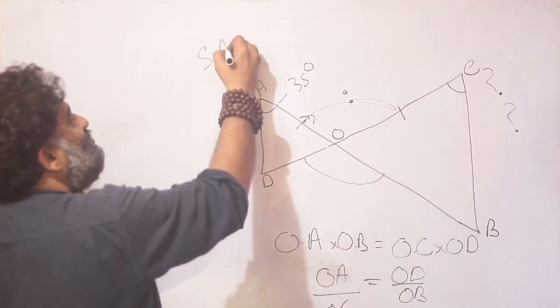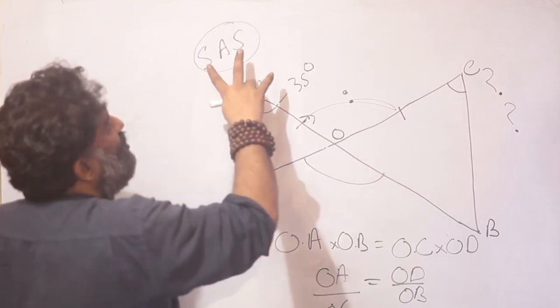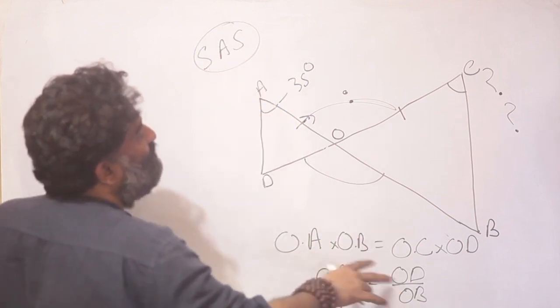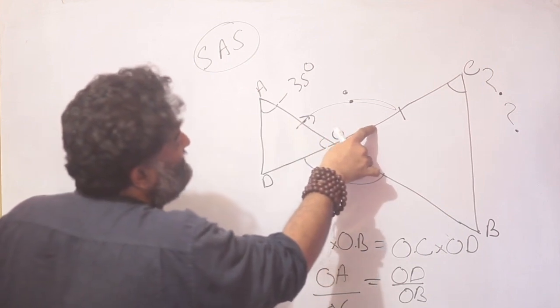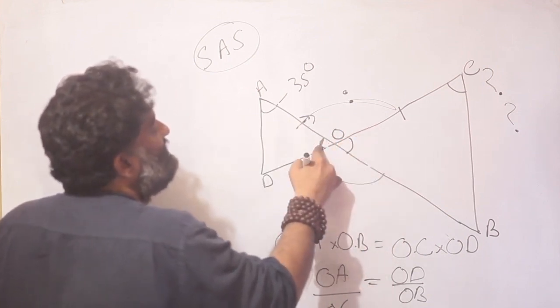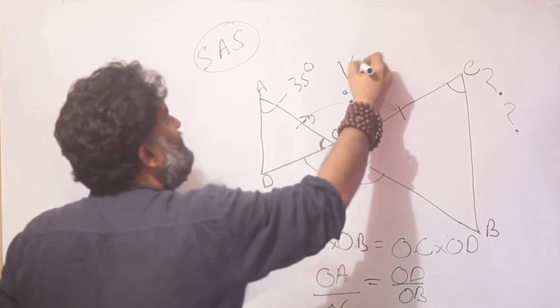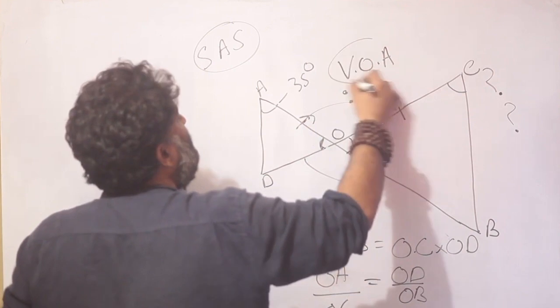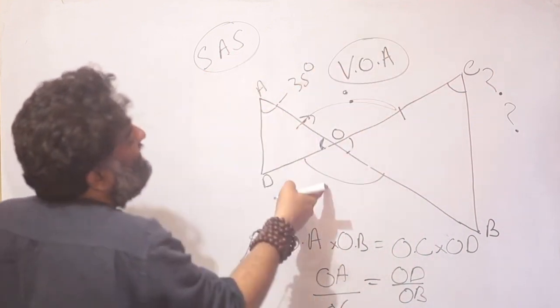That means I can start looking at SAS similarity. The ratio of two sides is constant or equal to each other, and I know the included angle. This is the side, this is the side, this is the side, this is the side, this is the angle in the middle. These angles are also equal to each other. Why is that? Vertically opposite angle, day one theories, right? So I know SAS can kick in.